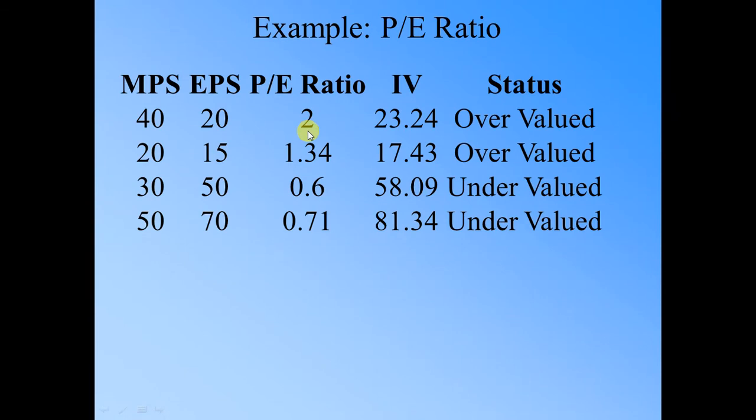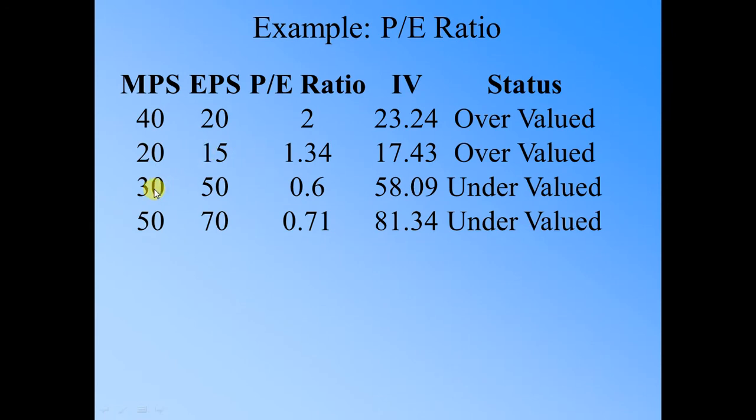So the people are paying more. Your earning per share is 20, while people are paying you 40 rupees. So it is 2 times high. Individually you can even see that it is overvalued. Similarly, if you compare the second firm whose market price is 20 while its earning per share is 15, it is again 1.34 times greater. So your share is overvalued in the market.